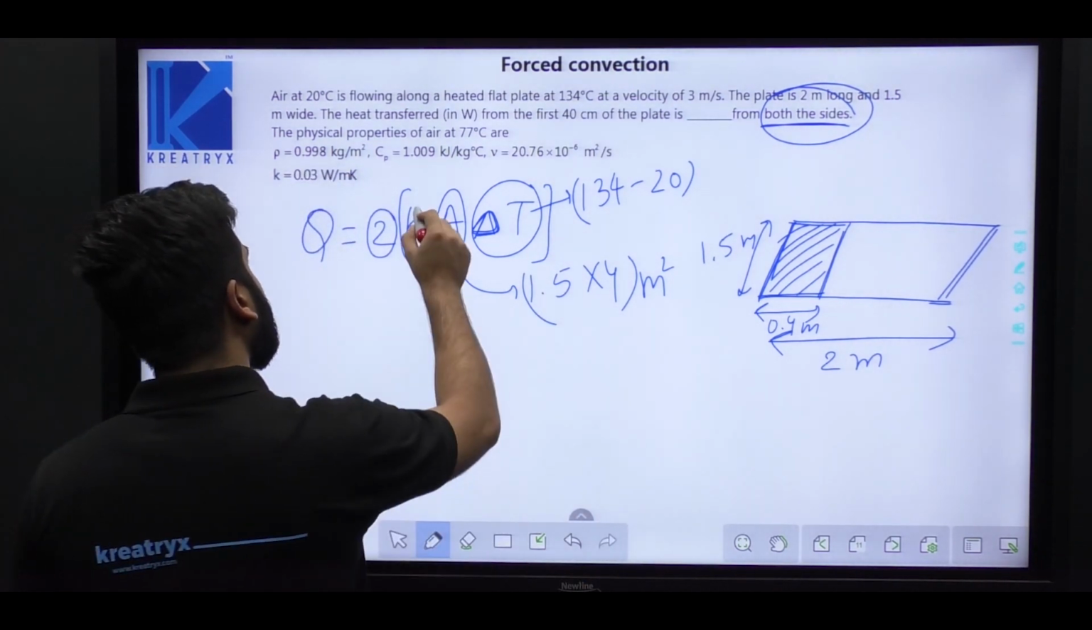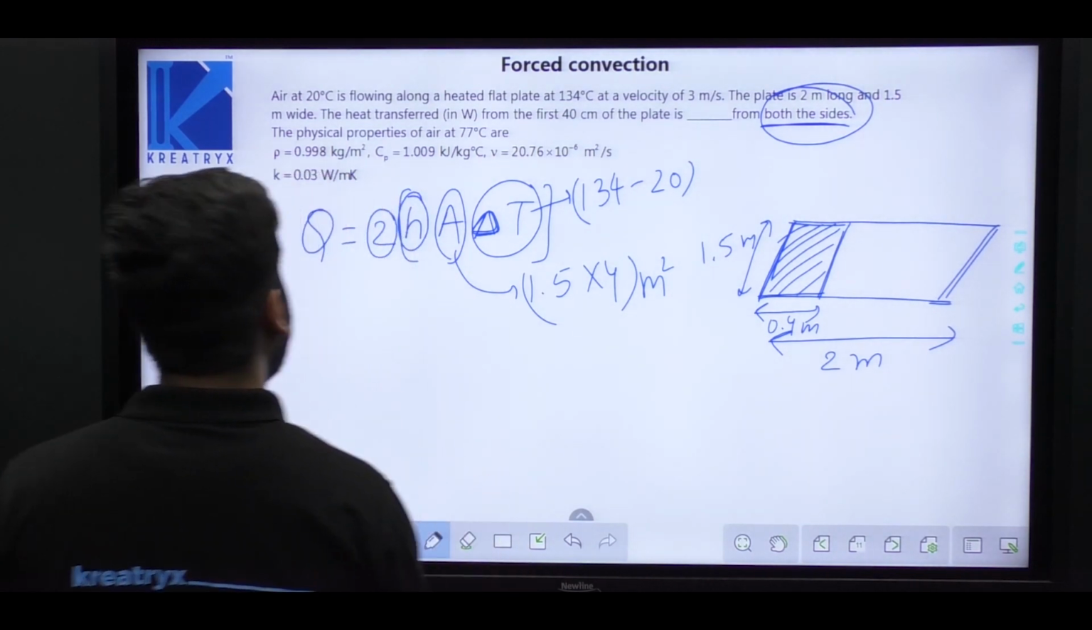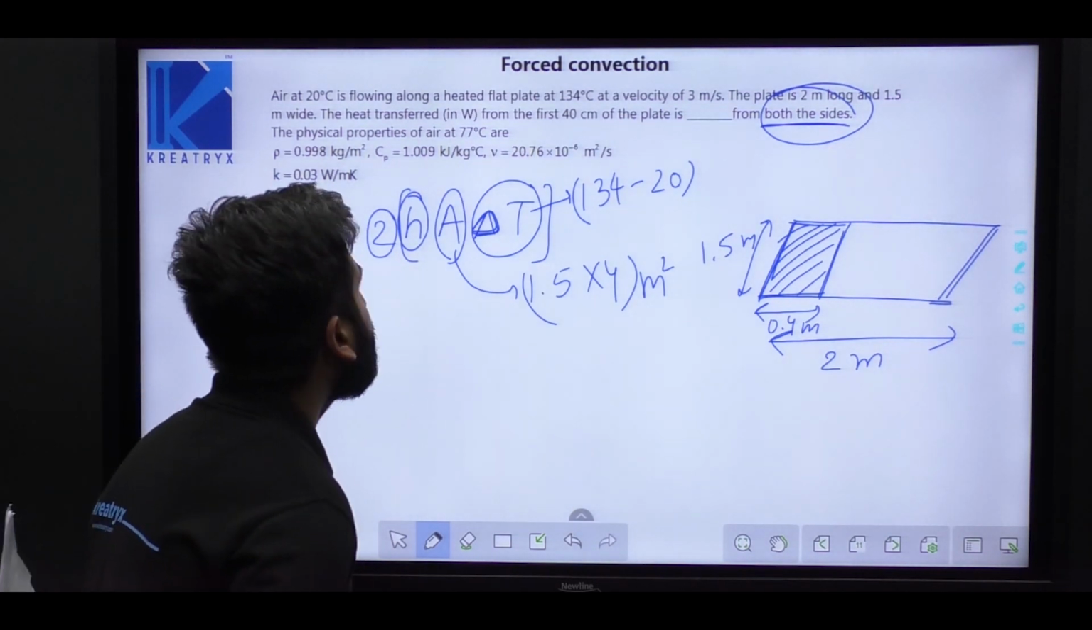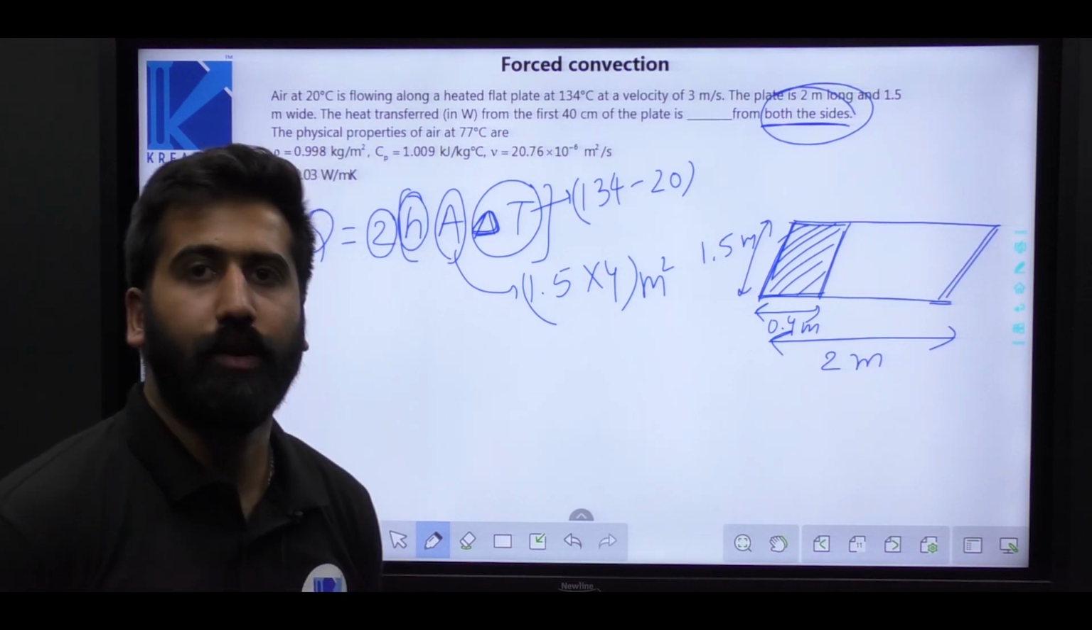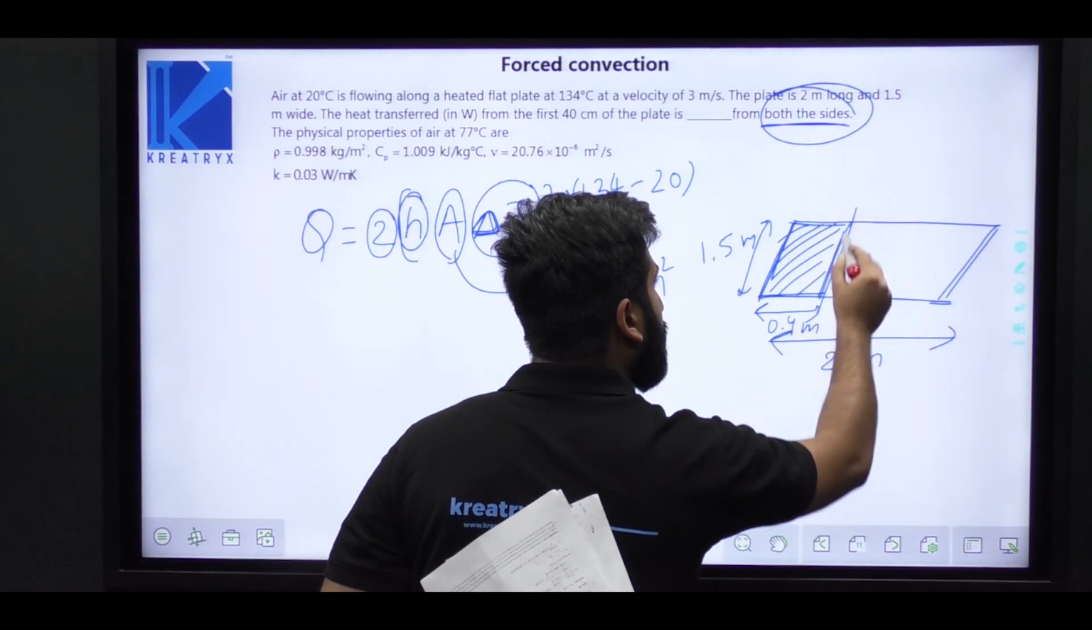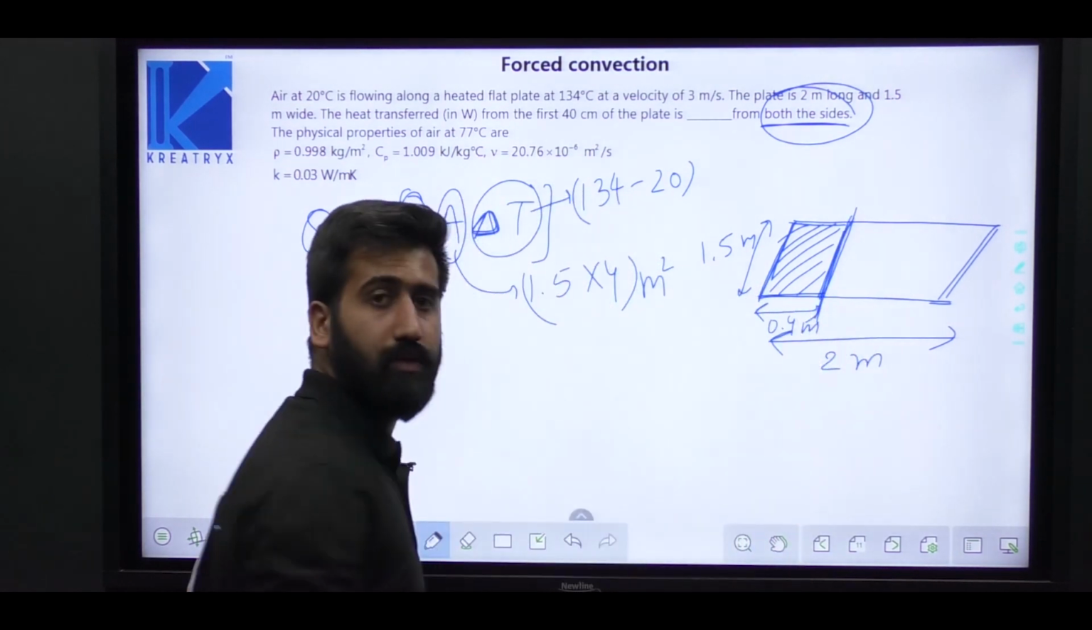What will be H? H you have to find out. How? H you will be finding out by using relations. And which relation can we use? Can you tell me this? For that, you will have to find whether the flow is laminar or turbulent. Let's check the Reynolds number up to this section only, because we are concerned up to this section.